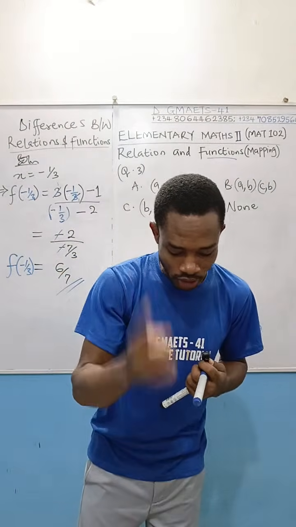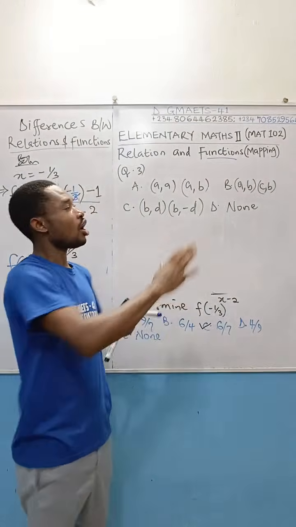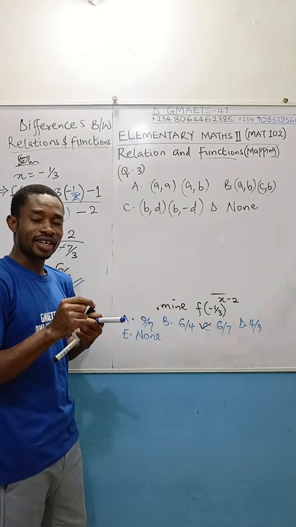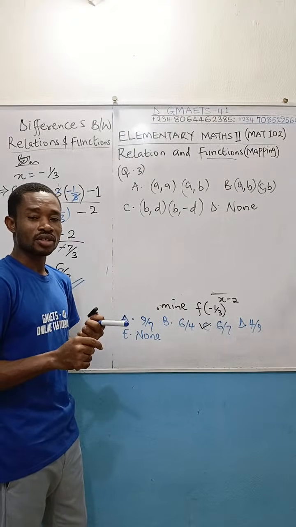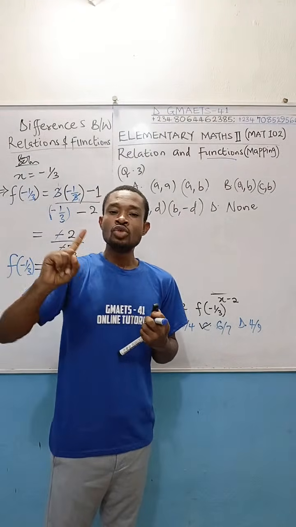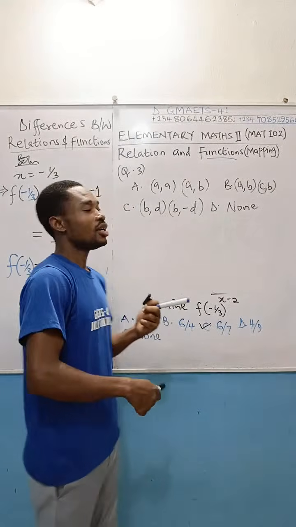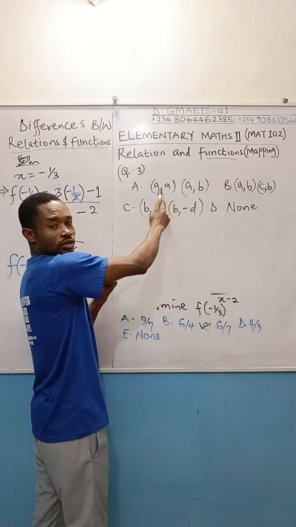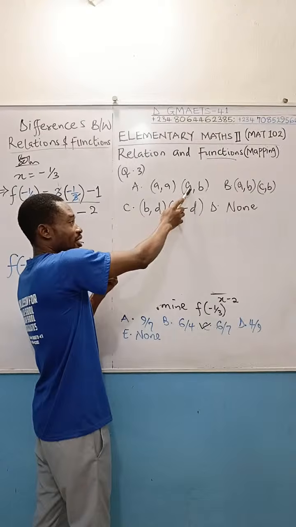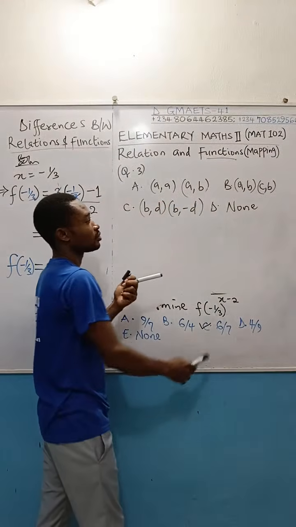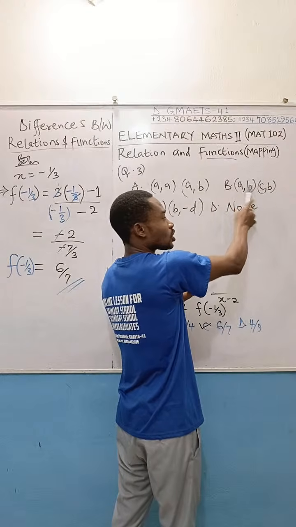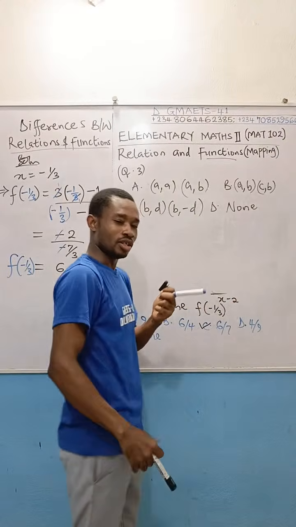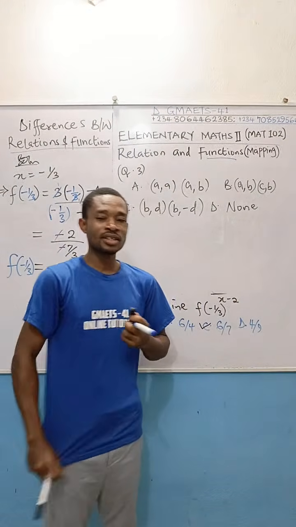I read it again. Which of the following relations is a function? All of them are relations, but only one is a function. So what you have to do is to check for the one that is a function. And for that one that is a function, no domain value will be repeated. Let's look at option A. You notice that there is a repetition here. So this is not a function because the domain here is repeated with different images. If you look at this, the domain was not repeated. The domain here is A, the domain here is C, different domains.